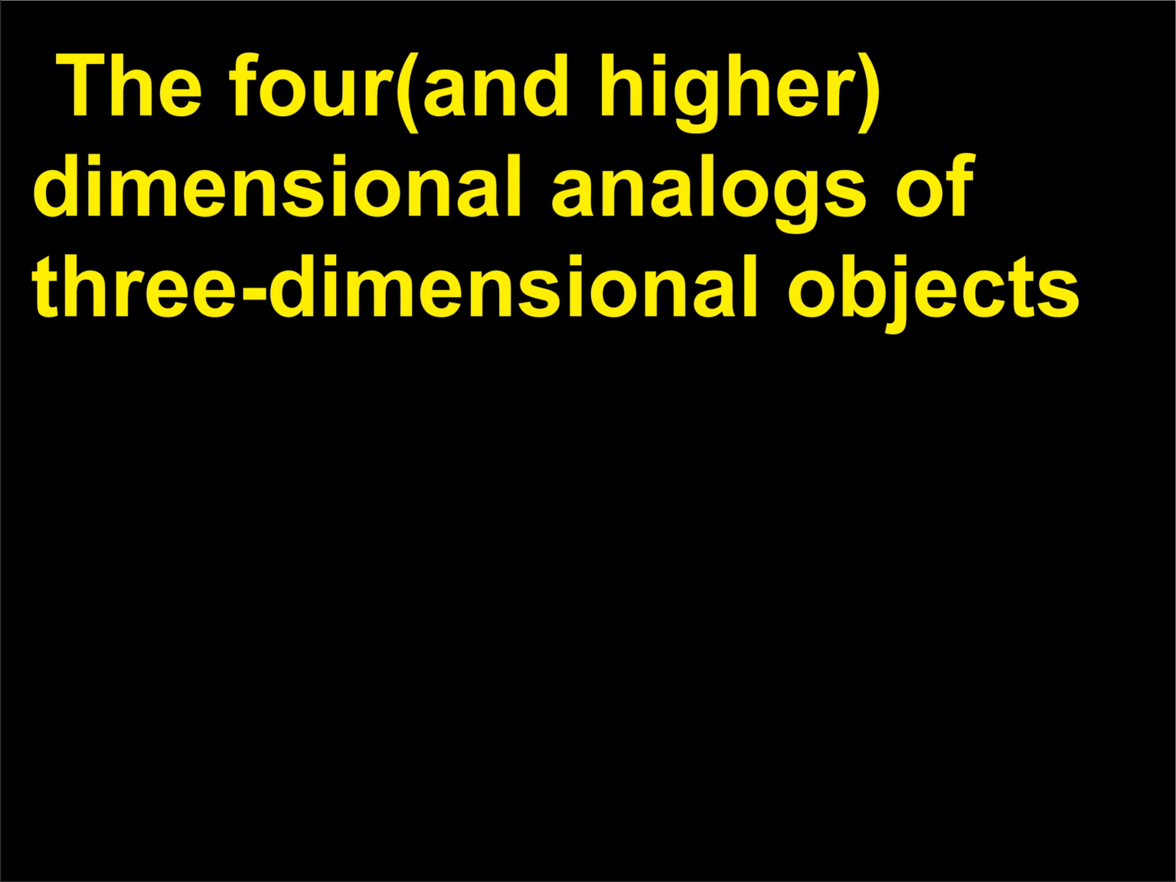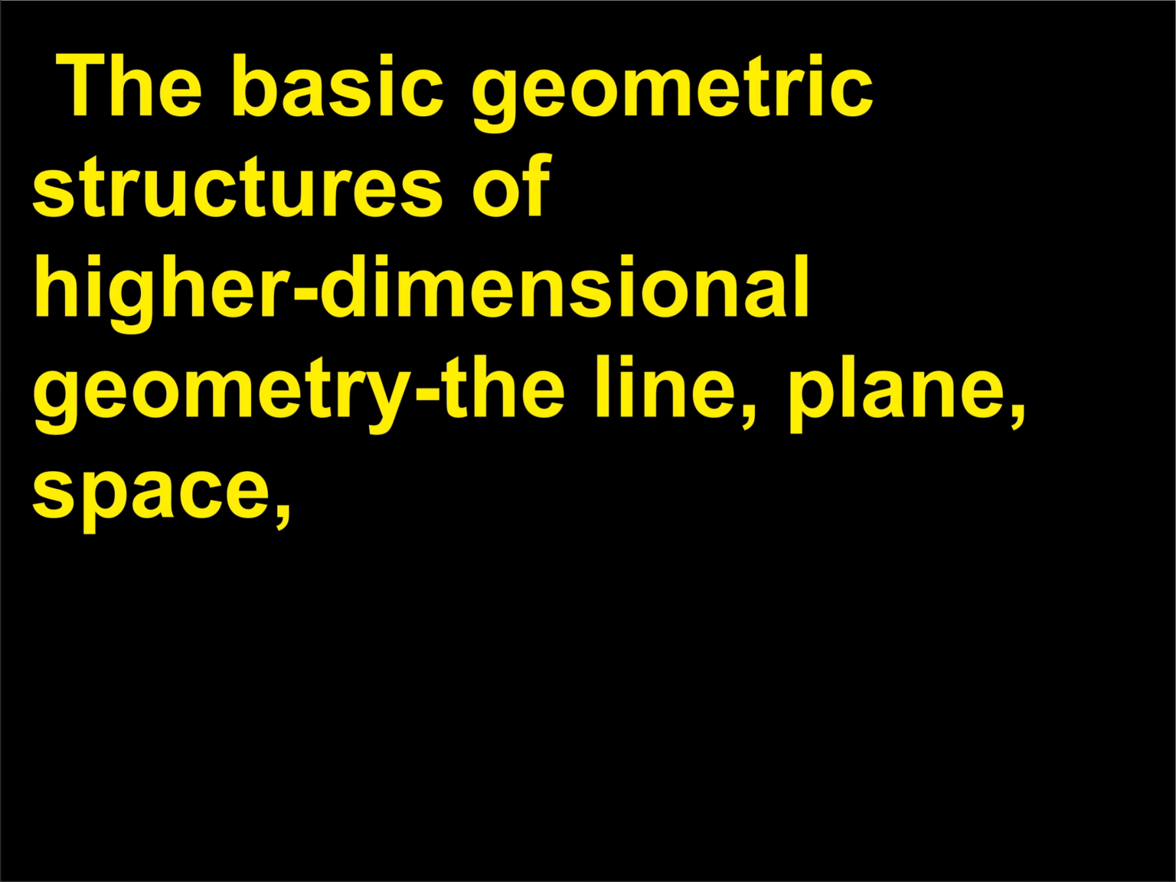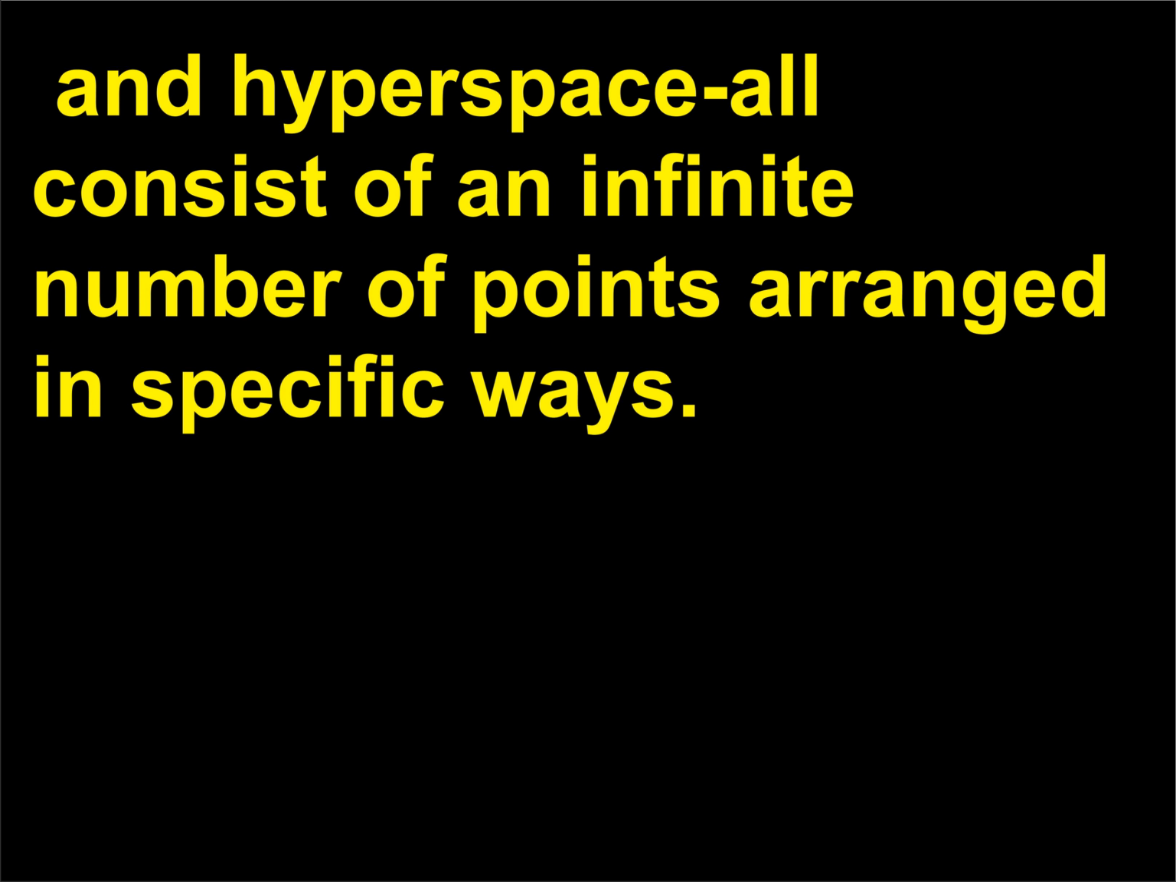The four, and higher, dimensional analogues of three-dimensional objects often retain the prefix hyper-, such as hypercube and hyperplane. The basic geometric structures of higher dimensional geometry: the line, plane, space, and hyperspace all consist of an infinite number of points arranged in specific ways.